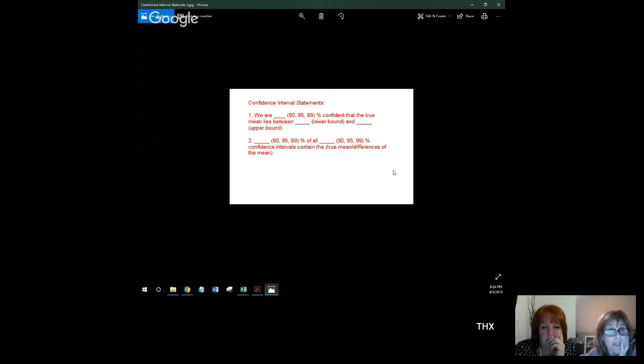We are 95% confident that the true mean is between 2.346 and 8.775. Now, it's not 95% of the sample means that are between 2.346 and 8.775. It's the true mean between. 95% of all the 95% confidence intervals that we can grab actually contain the true mean.